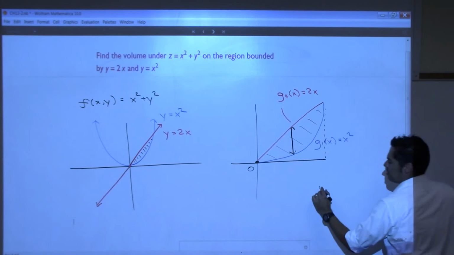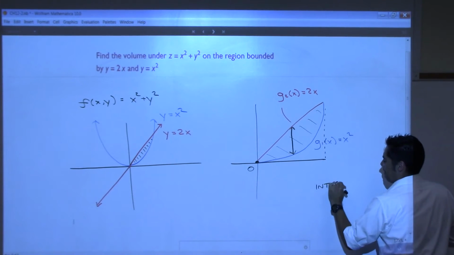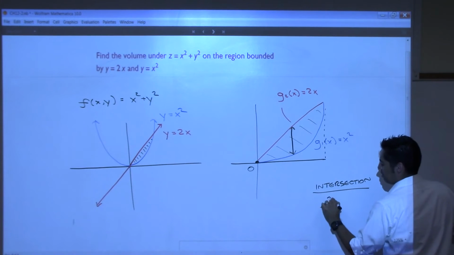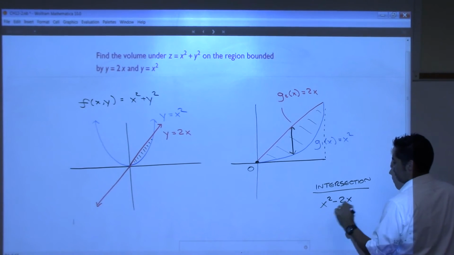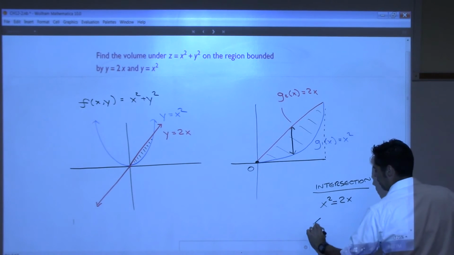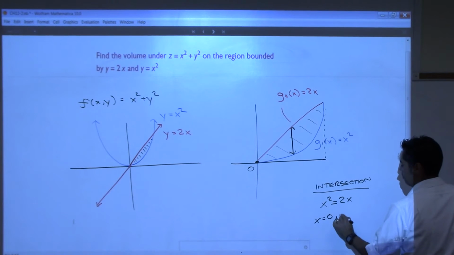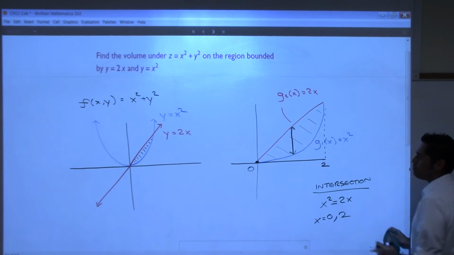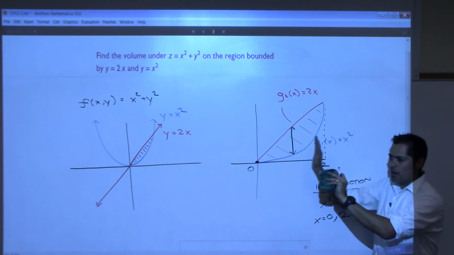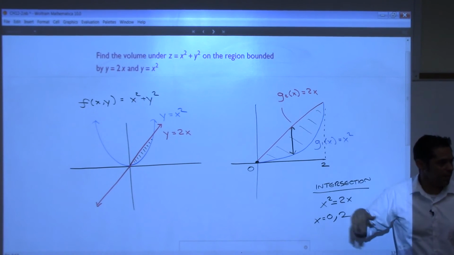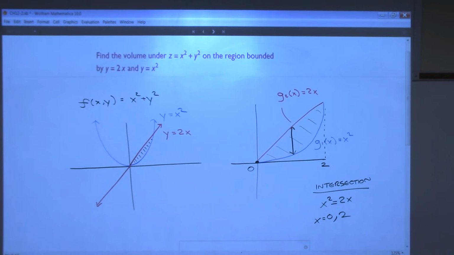So to find that, you set x squared equal to 2x. And what are your solutions? You get two of them, 0 and 2. I'm not showing that, but that's what you would get. So this is 2. So as I slide this thing left and right, the x's are stuck between 0 and 2. The y's are stuck between two functions of x. It's type 1. We set up the integral, go to town.